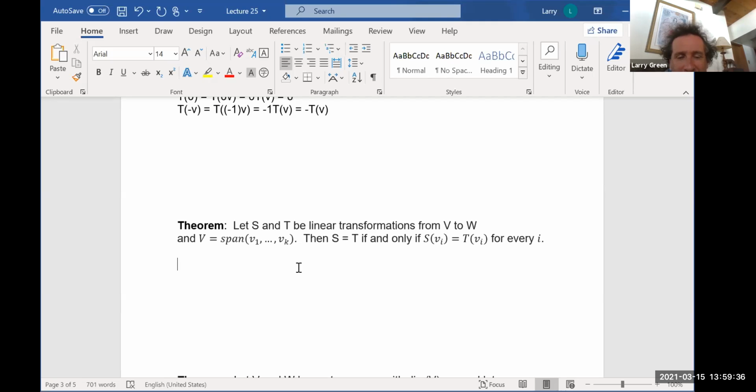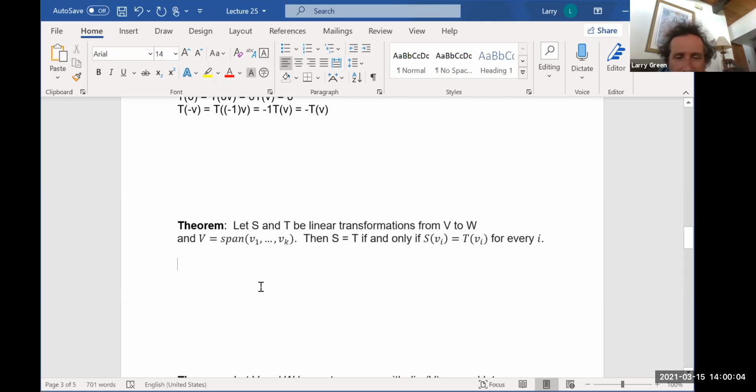We have to prove that S equals T if and only if S of Vi equals T of Vi for all the individual vectors. First thing, if S equals T, then of course S of Vi equals T of Vi, because if S equals T, you can erase the S and write a T. That's all that says. Any questions on that? So really the proof is one direction because the other's obvious.